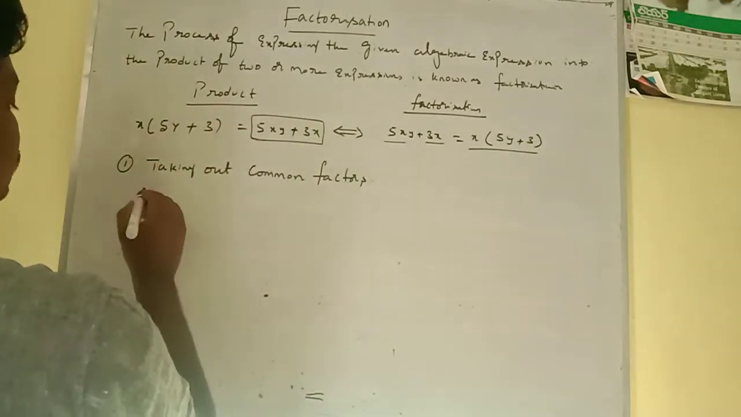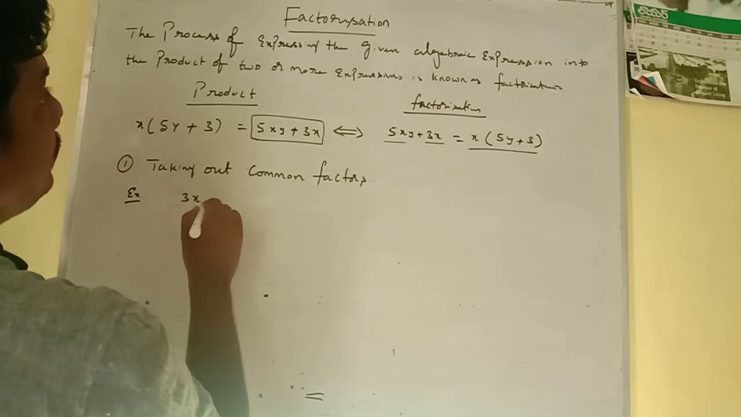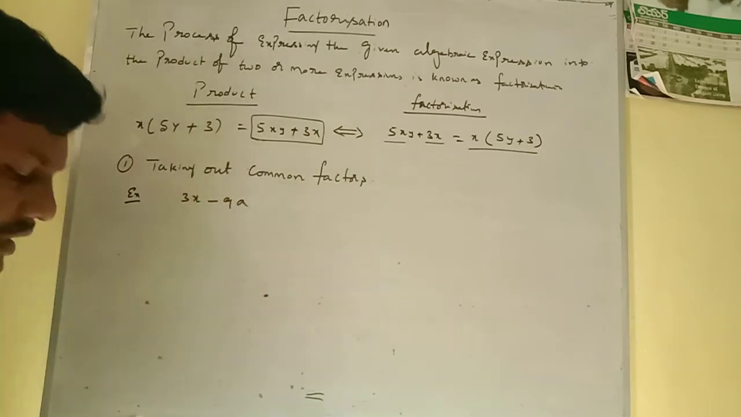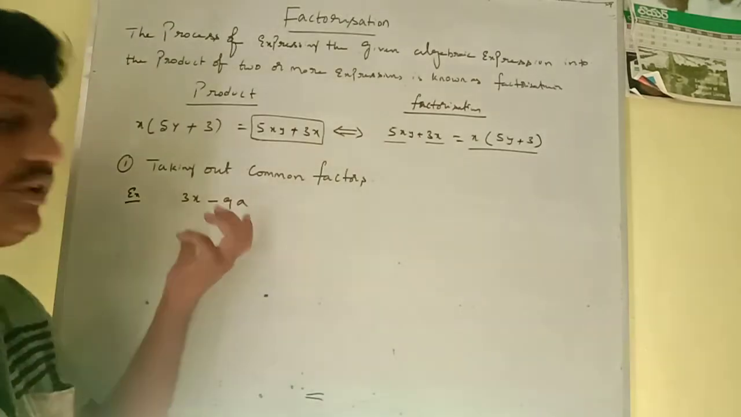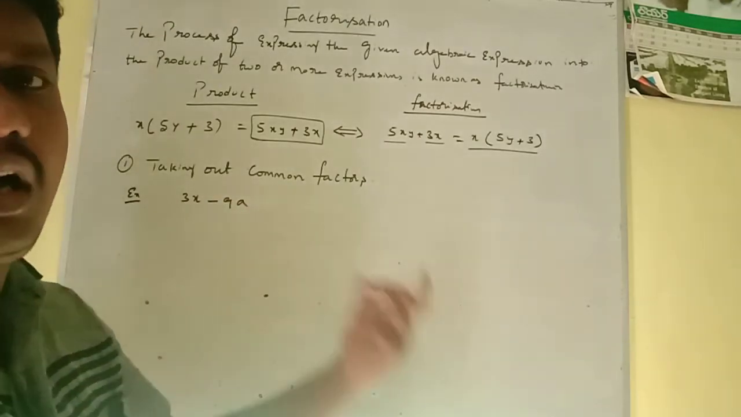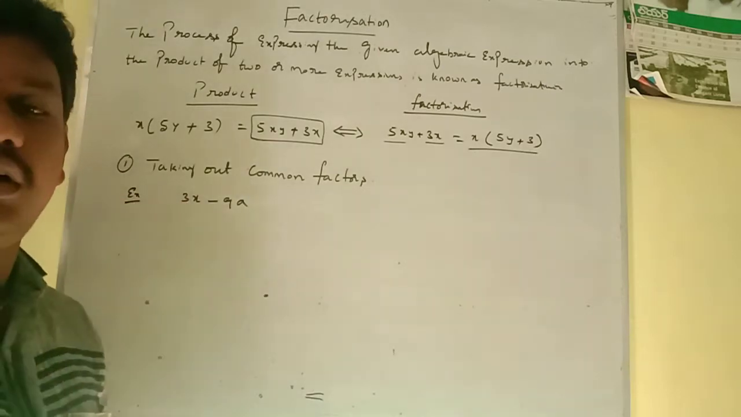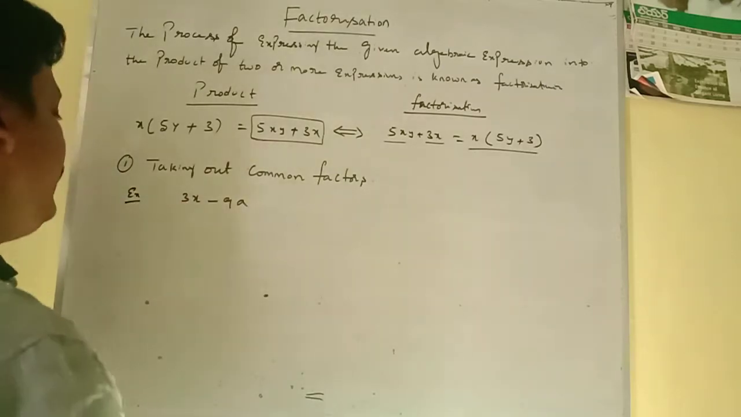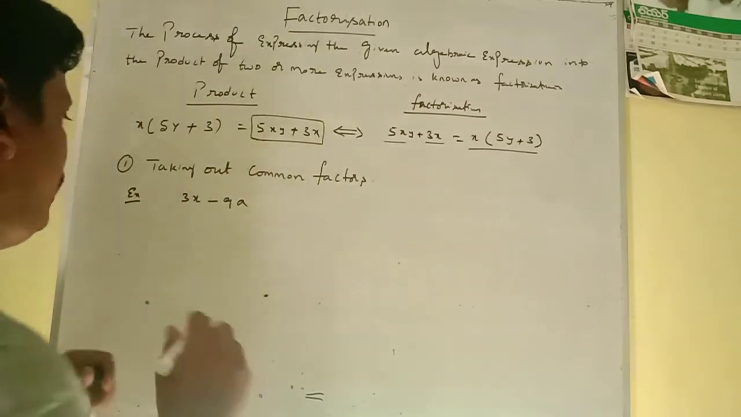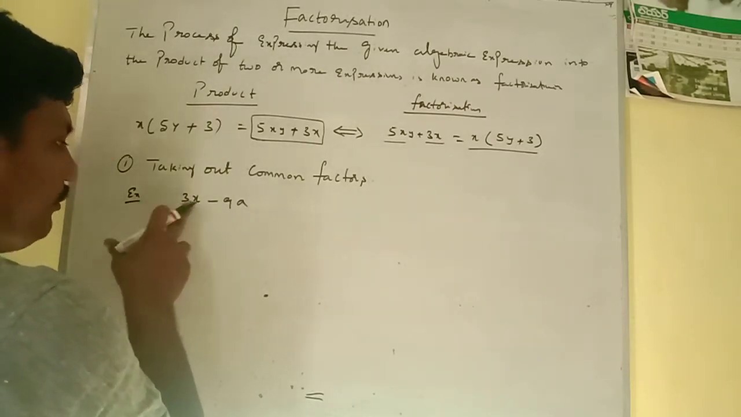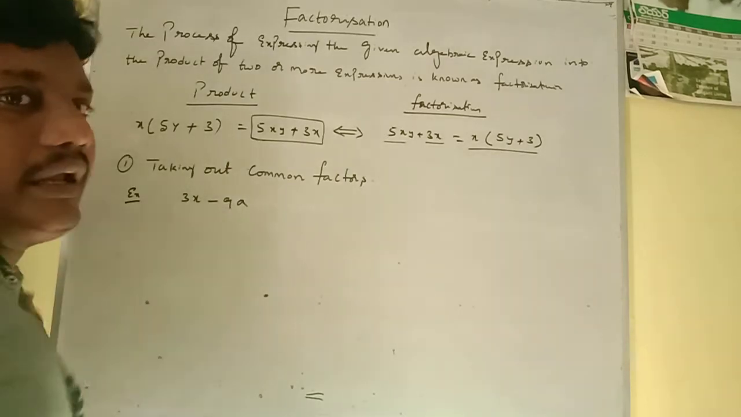For example, you can see 3x minus 9a. Now this is an expression. In this expression, what are the common factors we have to find first? In each and every term there are two factors: one is the numerical factor, another is the variable factor. Here the numerical factor is 3, the variable factor is x. Here the numerical factor is 9, the variable factor is a.